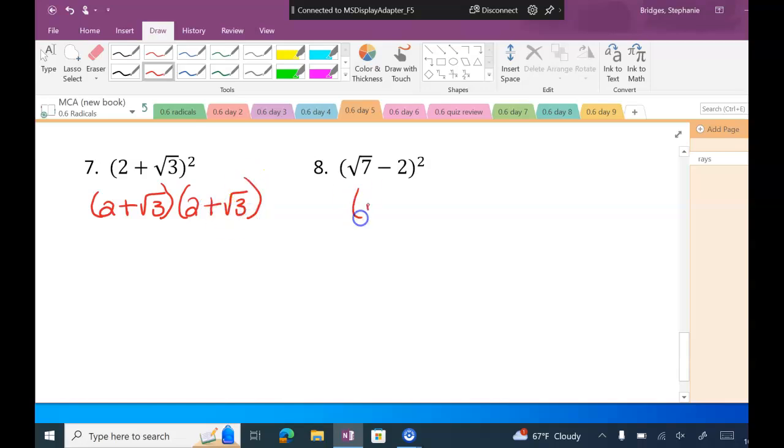Same thing for number 8. Write it twice. Nothing changes with it. It stays exactly the same in both of your parentheses. These are not conjugates because they're exactly the same. They're not opposite signs. So we should not get just whole number answers. We should have radicals in our answers.